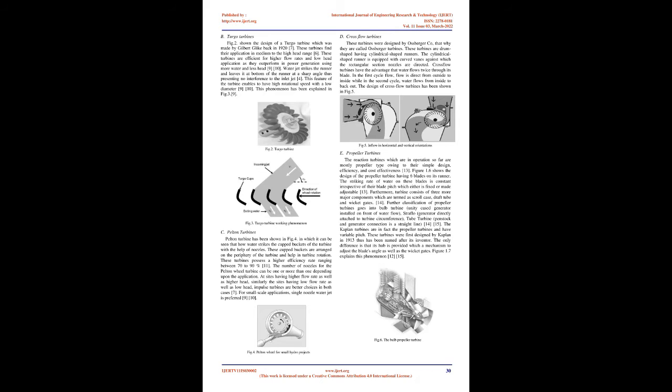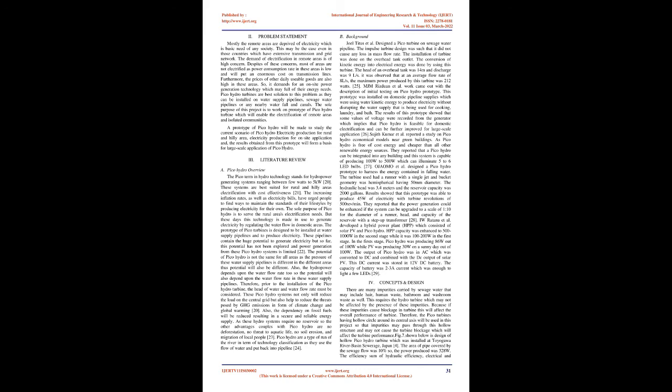The number of nozzles for the Pelton wheel turbine can be one or more than one, depending upon the application. At sites having higher flow rate as well as higher head, and similarly at sites having low flow rate as well as low head, impulse turbines are better choices in both cases. For small-scale applications, a single nozzle water jet is preferred.